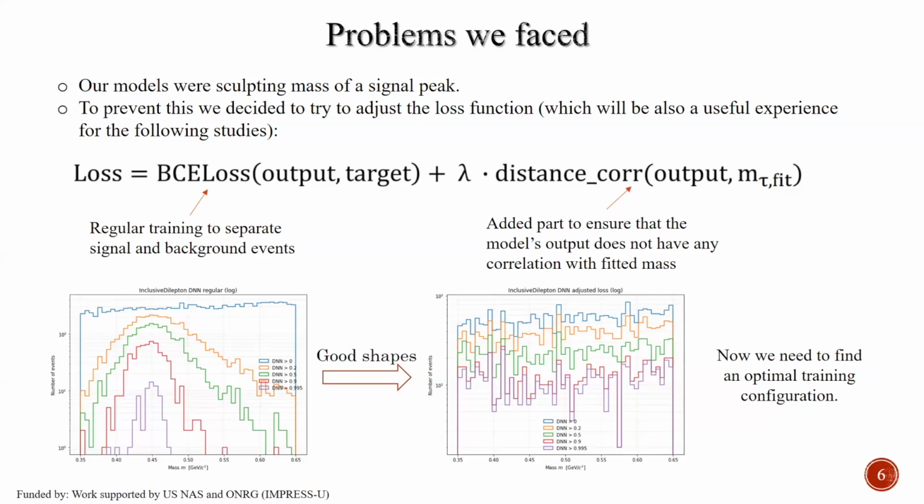So to prevent this, we decided to try adjusting the loss function by adding a new part to it to ensure that the model's output does not have any correlation with fitted mass. And the picture became much better. We hardly can see any correlation with mass, which is very good. So now we only need to find an optimal training configuration, taking into account this new part of the loss function.